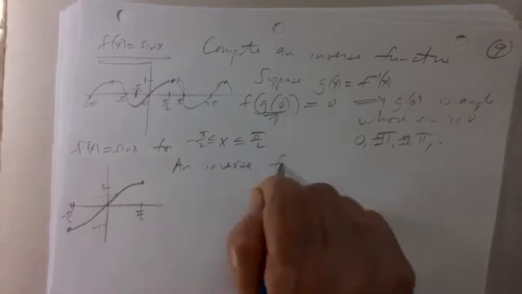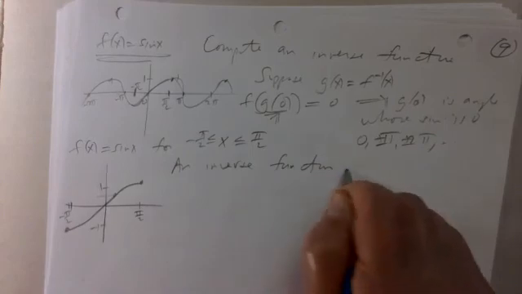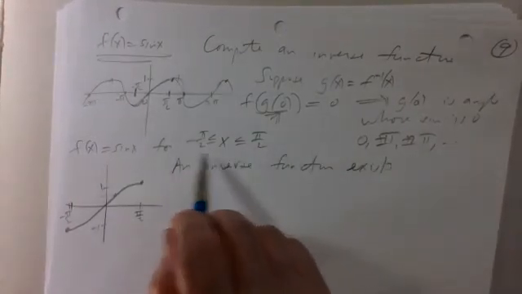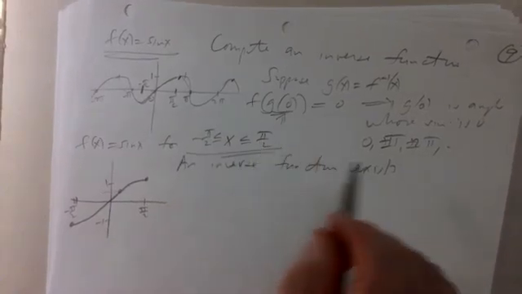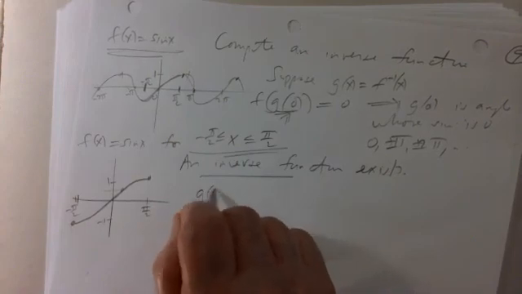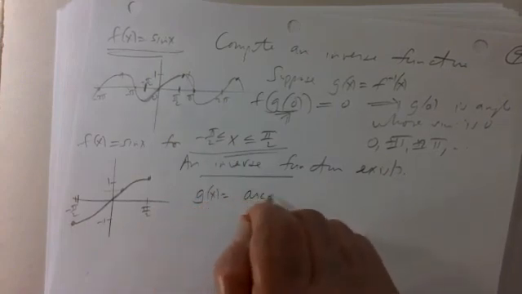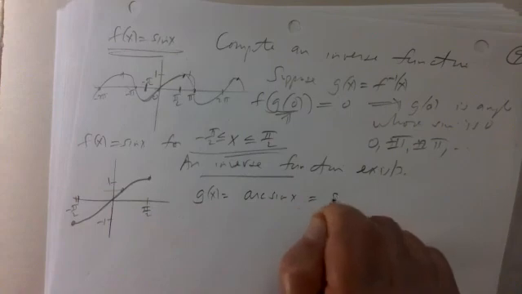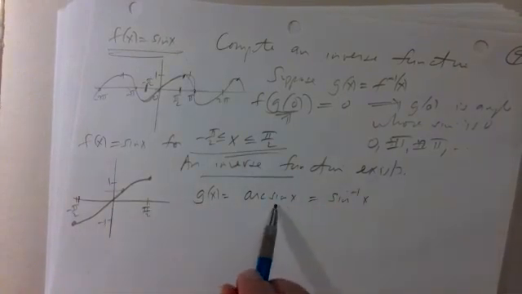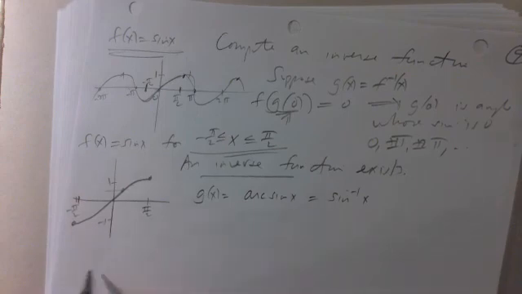So an inverse function exists in this interval. And it's denoted by g of x. It's sometimes written as arc sine of x or sine inverse of x. This gives you the angle whose sine is equal to x.